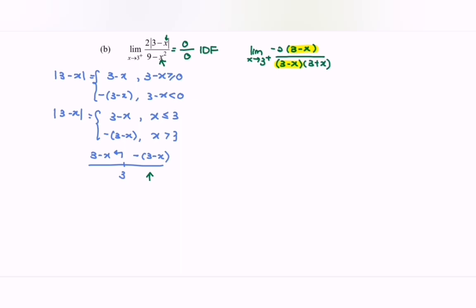So kindly rewrite the situation. Limit when x approaching 3 from the right, so we have the negative 2 over 3 plus x. So kindly substitute the value. So if we substitute 3, we will have negative 2 over 6. So limit when x approaching 3 from the right, for the function we have 2 multiplied with the modulus 3 minus x over the 9 minus x squared, the value of y will be approaching negative 1 over 3.